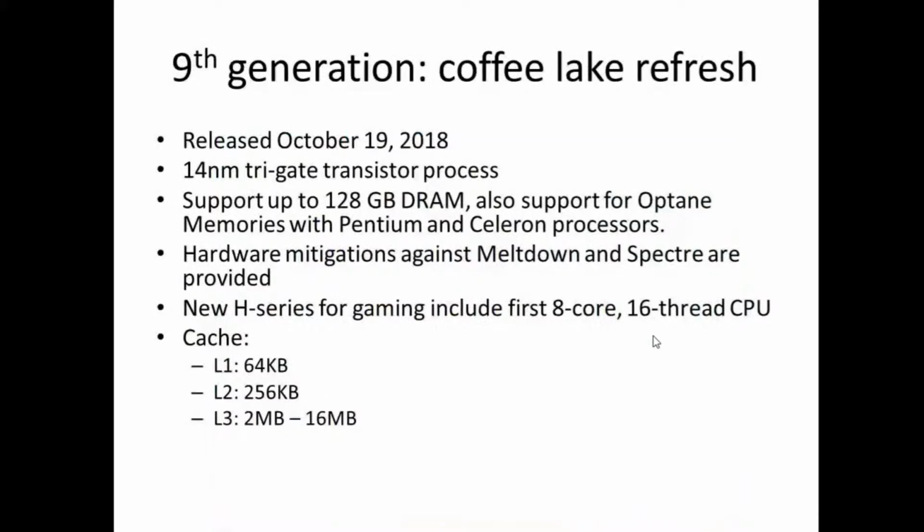The ninth generation was Coffee Lake Refresh, released in 2018, manufactured with the 14 nanometer process. It supports 128 gigabytes of RAM. It also supports Optane memory with Pentium and Celeron processors. Optane memory is intermediate between the processor and the memory, intended to speed up the data speeds on the data bus. The cache memories in L1 and L2 are almost the same, L3 is slightly more.